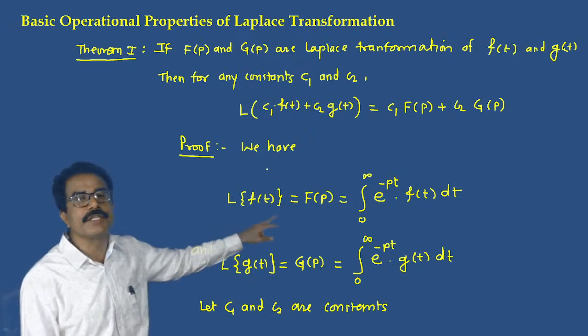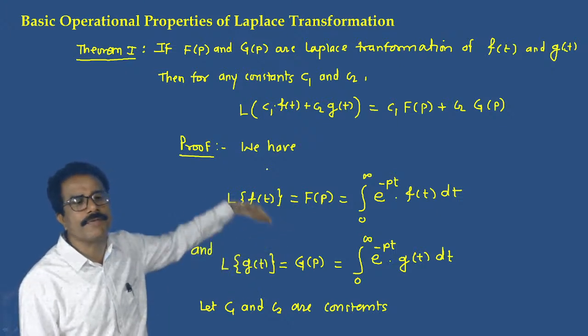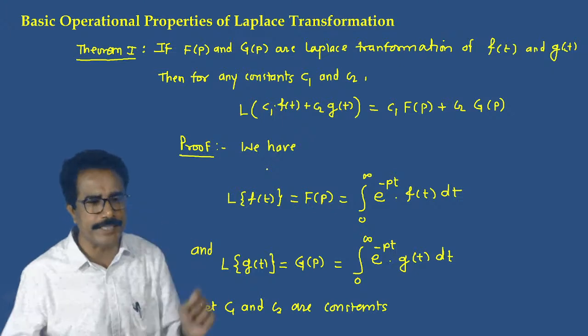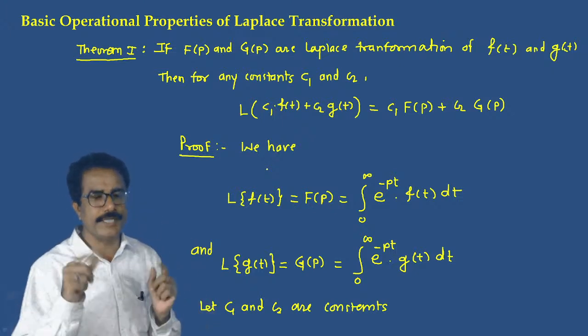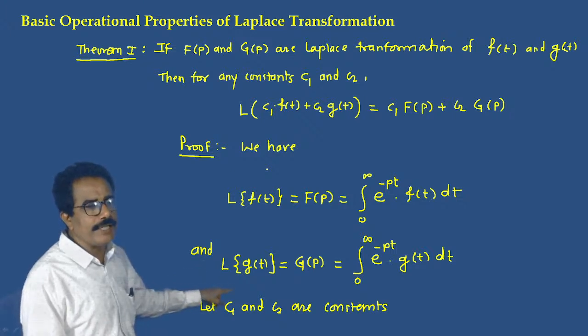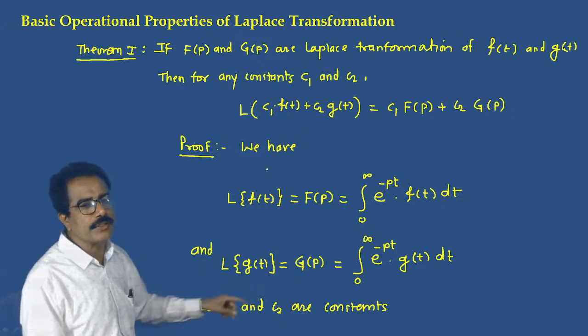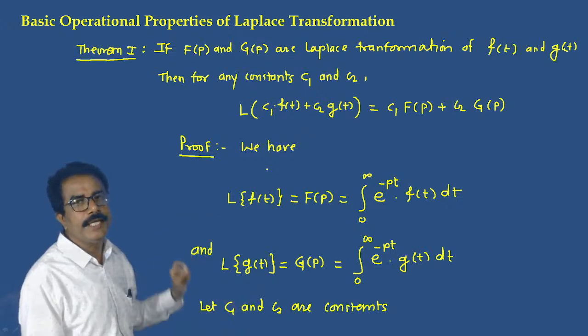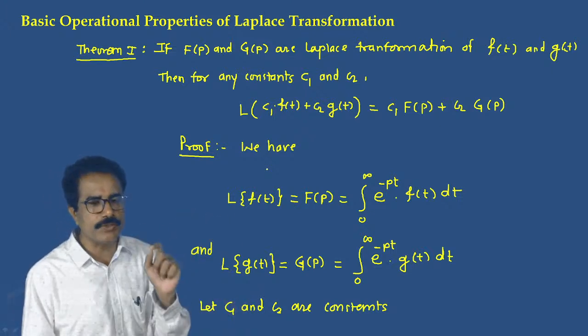L of f of t is equal to capital F of p is equal to the integral from 0 to infinity e raised to minus pt into f of t dt. So L of g of t is equal to capital G of p is equal to the integral from 0 to infinity e raised to minus pt into g of t dt.